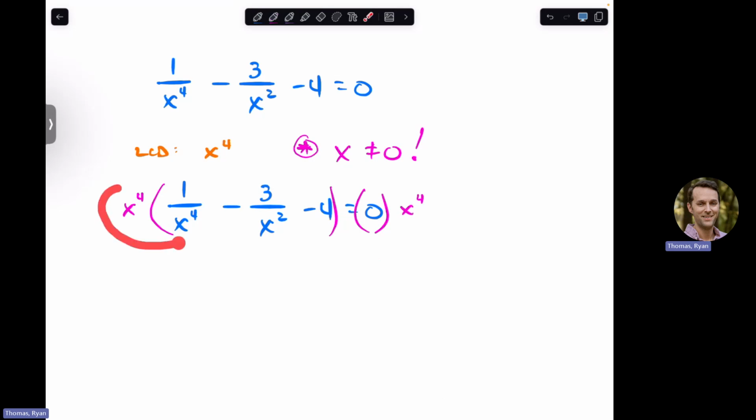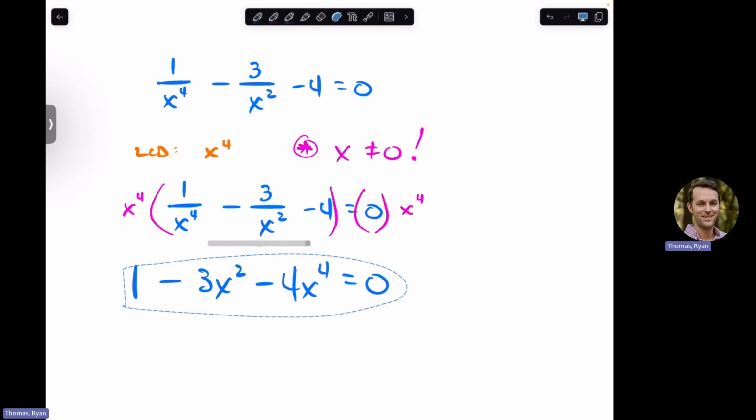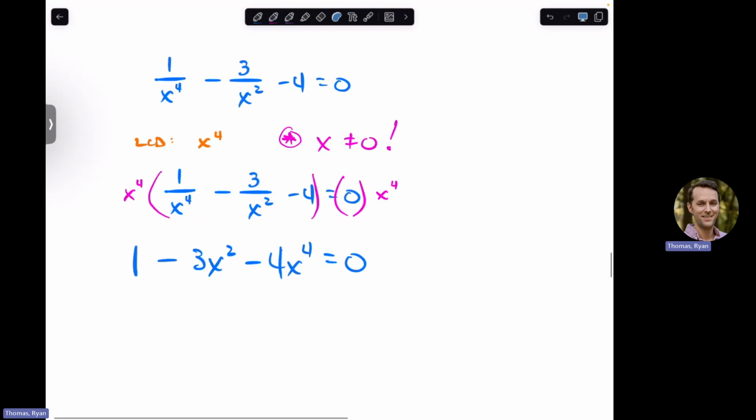All right, so here you get 1. And here, x to the 4th over x squared. So I've got 4 copies in the numerator, 2 in the denominator, so we're going to end up with x squared. And then minus 4x to the 4th, and then on the right hand, 0. Okay, now what?